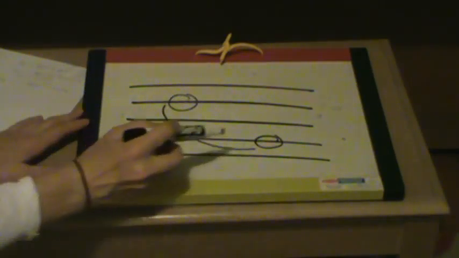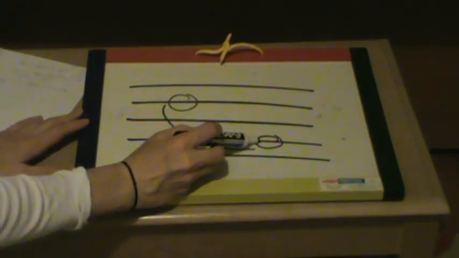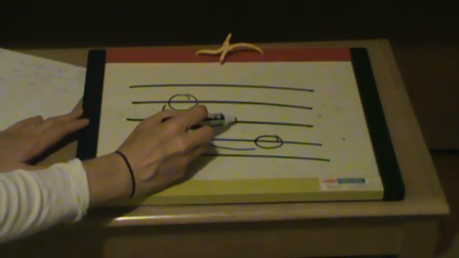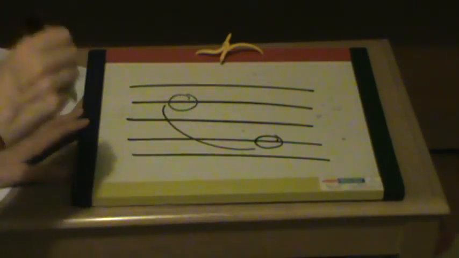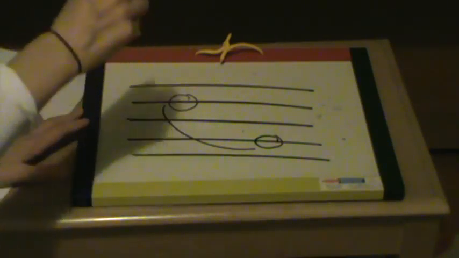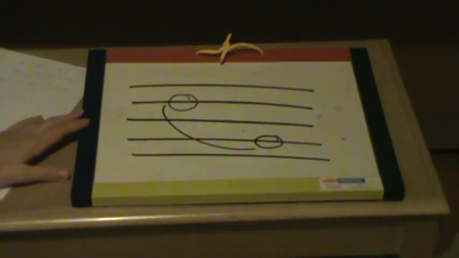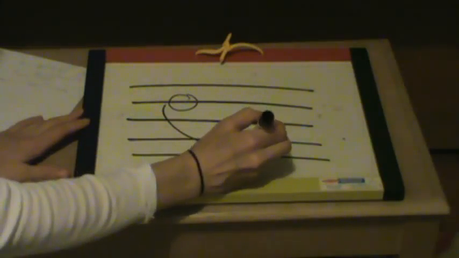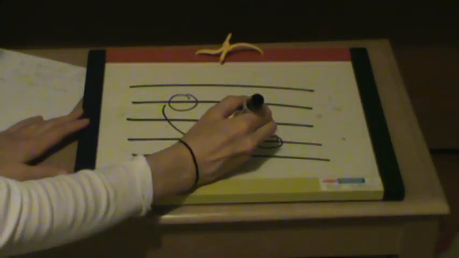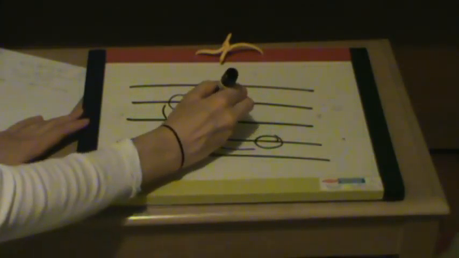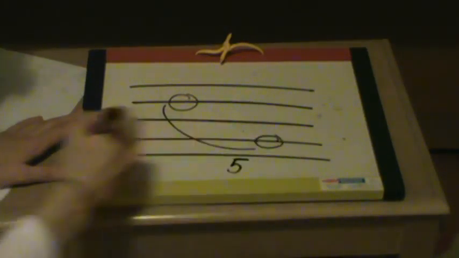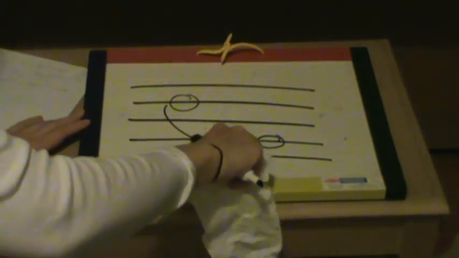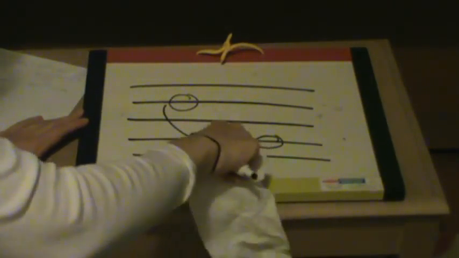Let me show you again. 1, 2, 3, 4, 5. I tapped on the note and then I kept tapping up on all of the lines and spaces till I got to the next note. 1, 2, 3, 4, 5. So this is a fifth of some sort, and that's backwards, so I'm not going to write it there, but that is a fifth of some sort.